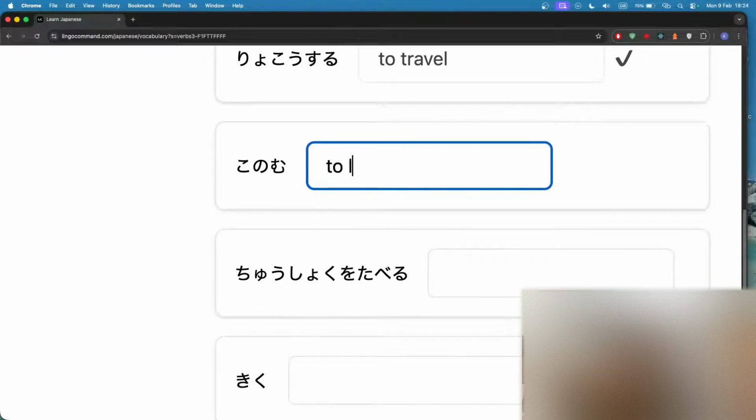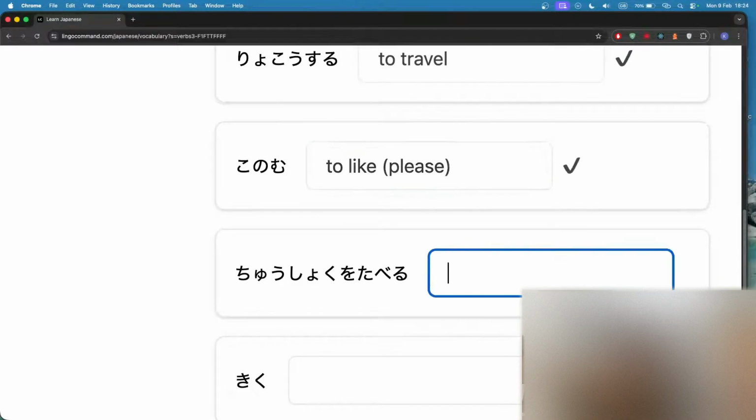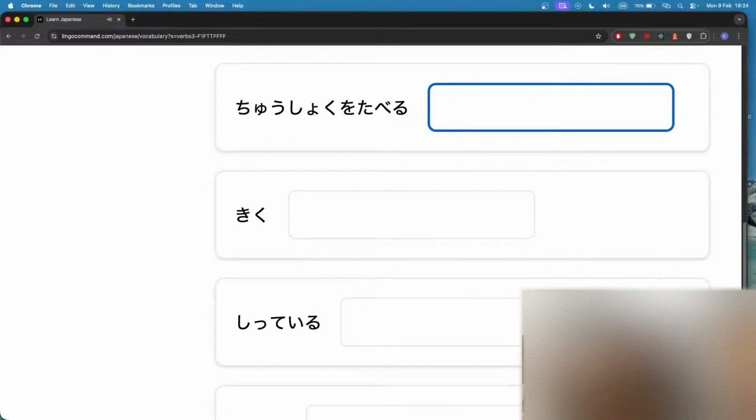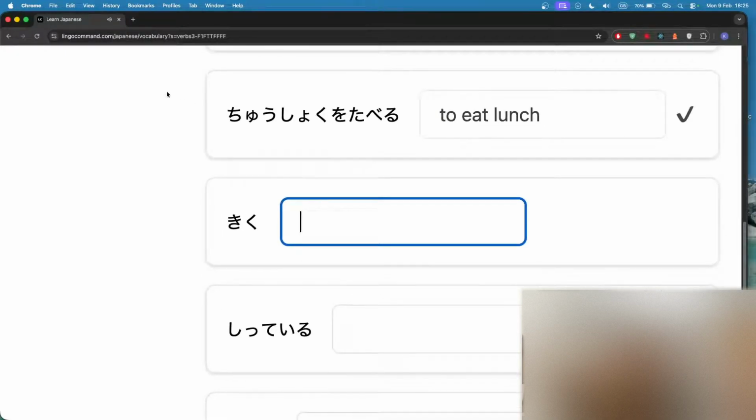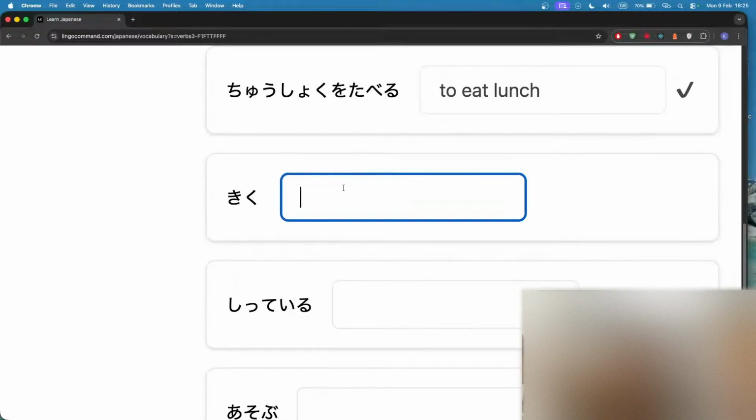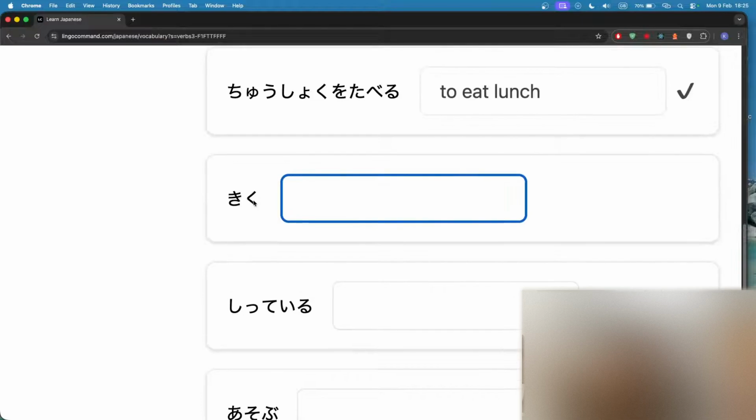Konomu is to like. And then this next one, chushoku o taberu. So I think if it's with the U here in chushoku, it's to eat lunch. And if it was choshoku o taberu, it would be to eat breakfast. So this was the other form for listening, right? So you had kikoeru, passively listening, like you heard a noise. And kiku is to actively listen, like you're listening to a person, so it's to listen to.